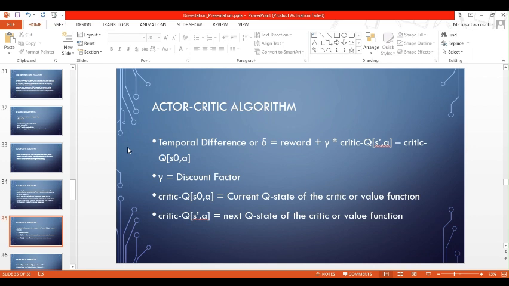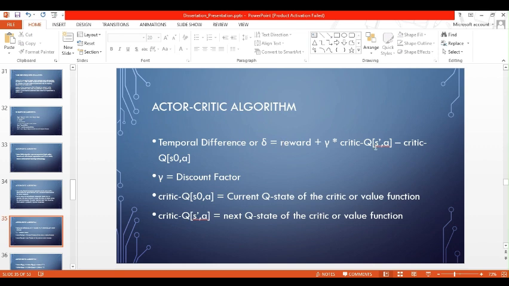Now, the formula or the mathematical representation for the actor-critic algorithm is this. In this, you also need to find the TD, but in this aspect it is the TD difference, or the temporal difference, or the TD error. Okay. Now, it looks more like the one in the Q-learning algorithm.